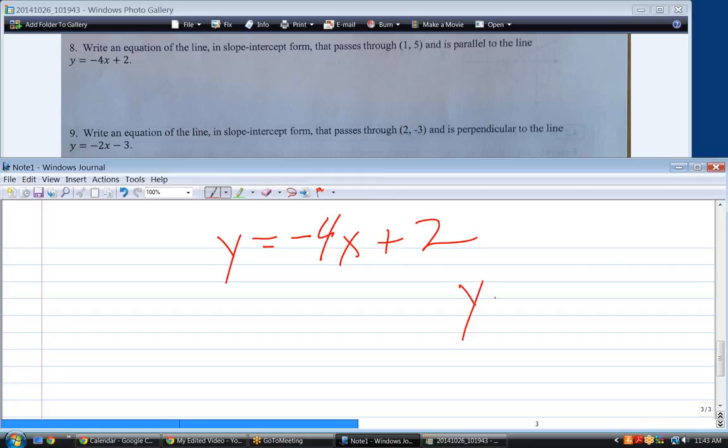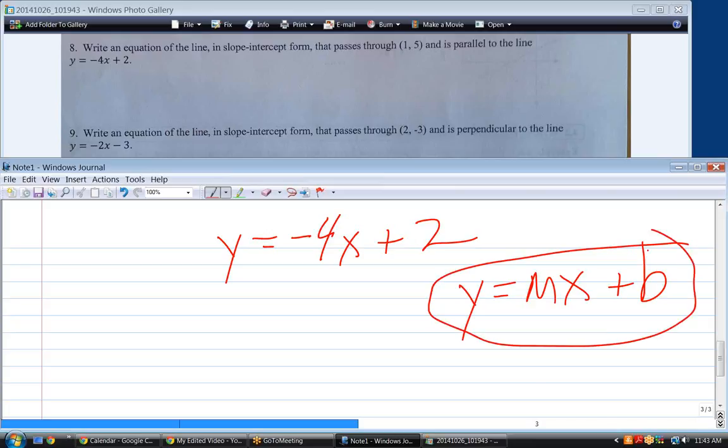So here's the line they want. That's where we're going to start. What do we know about this new line? It's in slope-intercept form. What else do we know about it? It's parallel to the other one. So what does that mean? That means the slope will be the same. So that is -4.